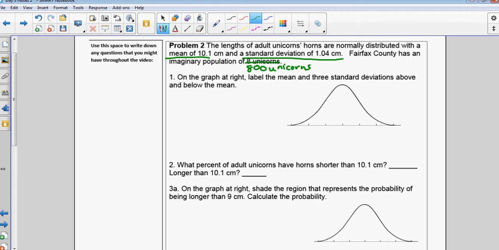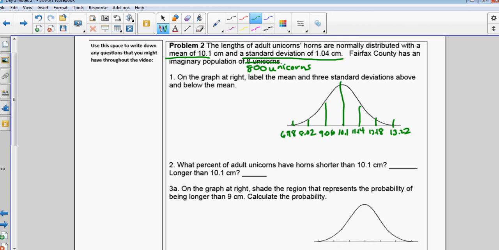So we are going to label our normal curve with the mean in the middle, the mean of 10.1, and then we're going to label 3 standard deviations above and below. Okay, so our numbers are going to be 11.14, and 12.18, 13.22. And then below 9.06, 8.02, and 6.98.